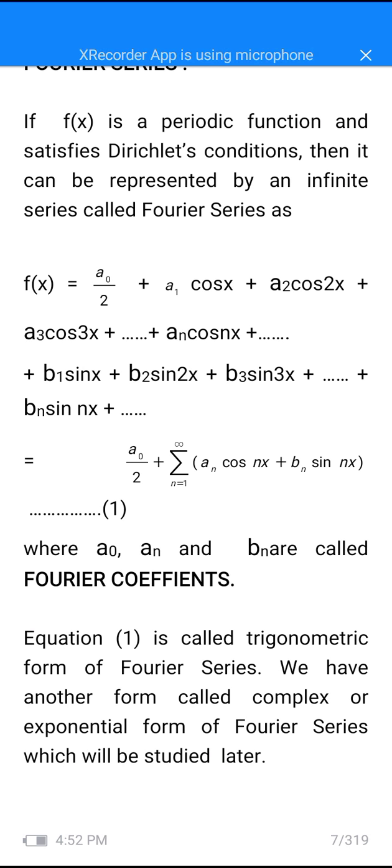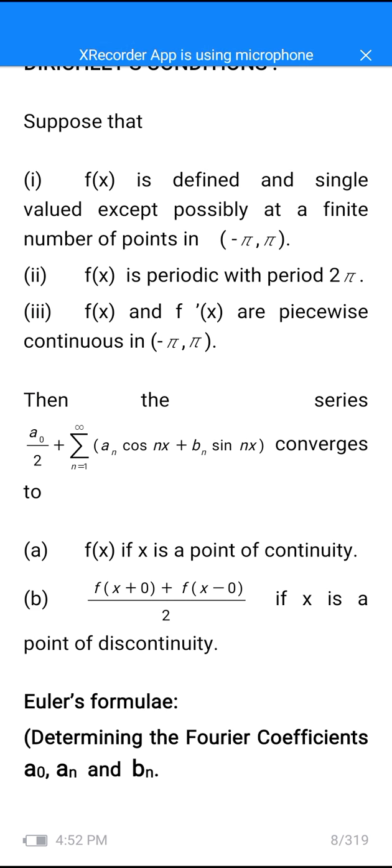So this is the Fourier series, and in this case the Fourier coefficients are a naught, an and bn. These are the coefficients. We are going to see the formula for these coefficients also. Before that, I've already told you the Fourier series should be periodic and it should satisfy the Dirichlet conditions.